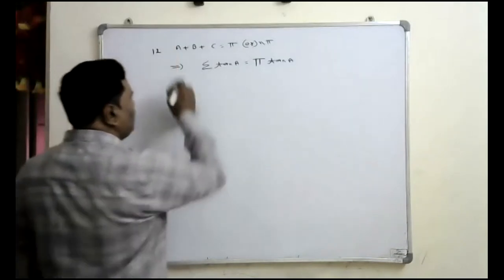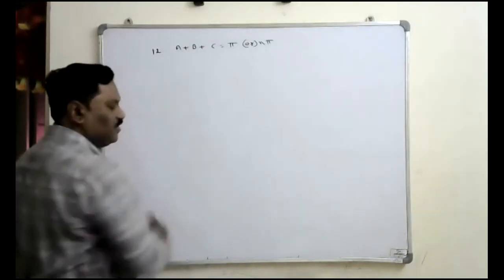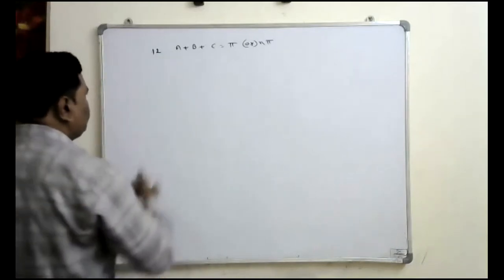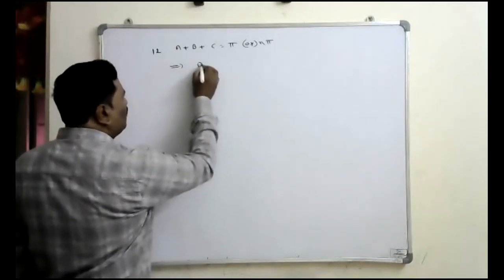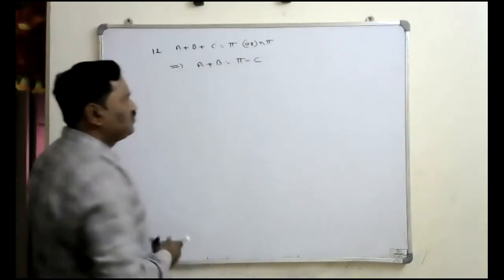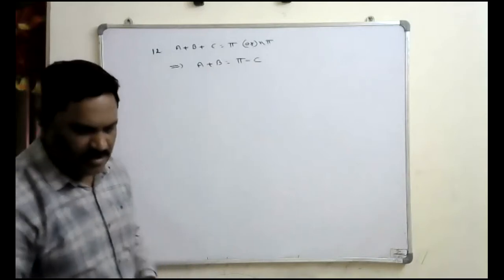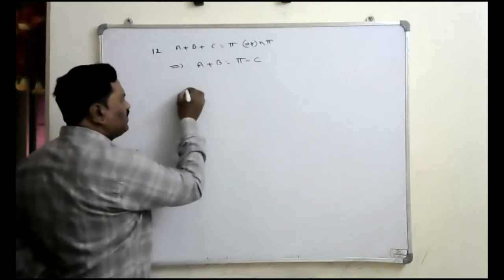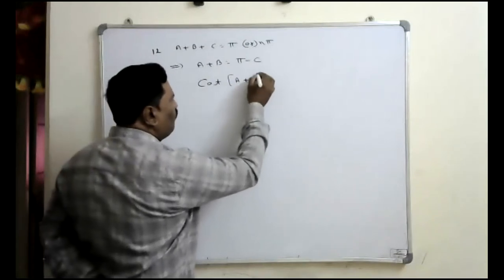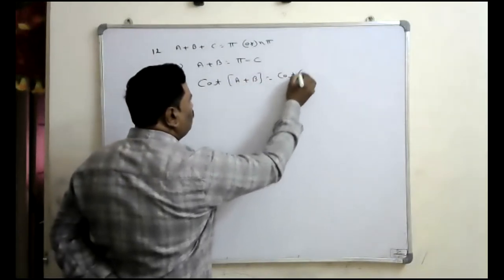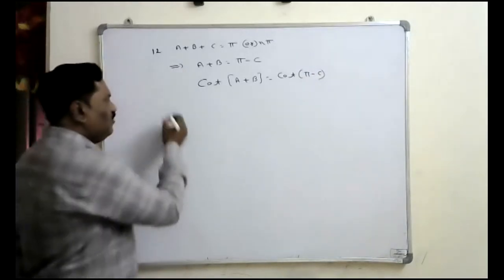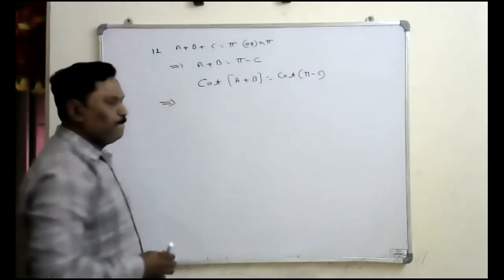In a similar way, we will see the next result. Suppose A plus B plus C is equal to pi or n pi. What is the result in terms of cot? To find this, send any one angle to the other side, then A plus B is equal to pi minus C. Apply cot on both sides, so cot of A plus B is equal to cot of pi minus C. Now tell me what is the formula for cot of A plus B?